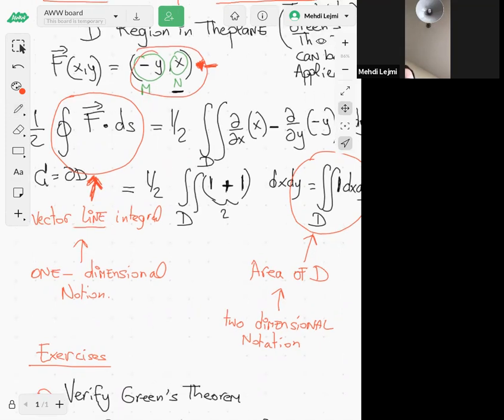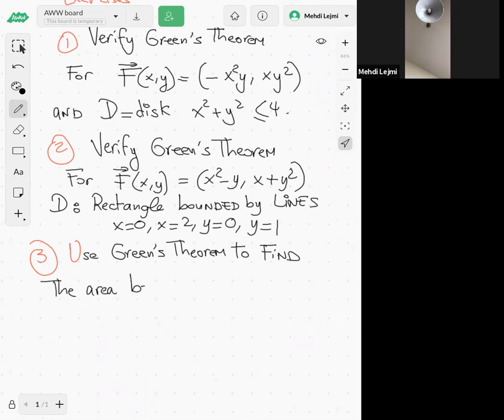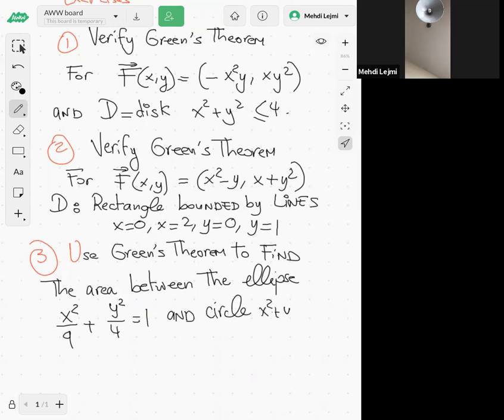So exercise number 3 would be the following. Use Green's theorem to find the area between the ellipse x squared over 9 plus y squared over 4 equals to 1, and the circle x squared plus y squared equal to 25. Okay.